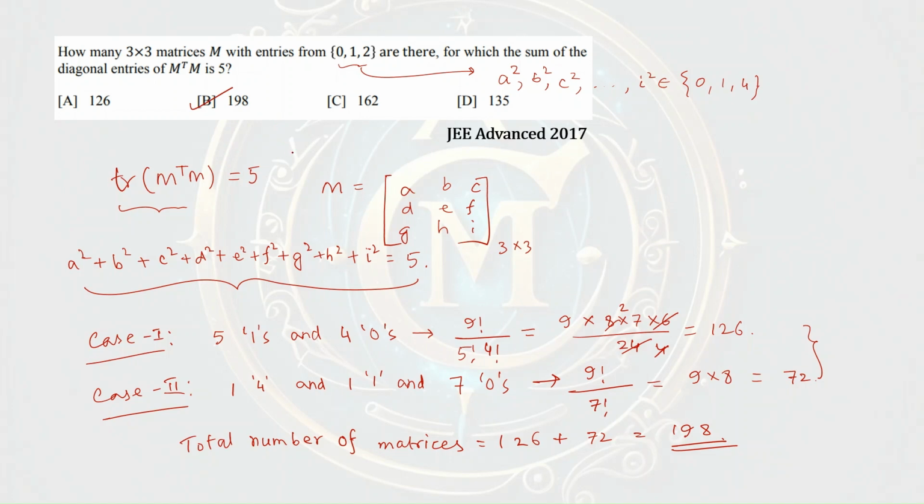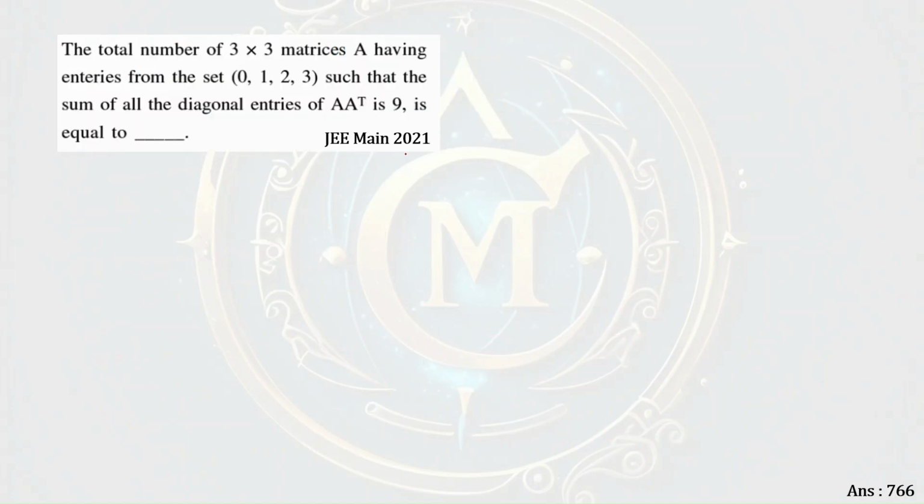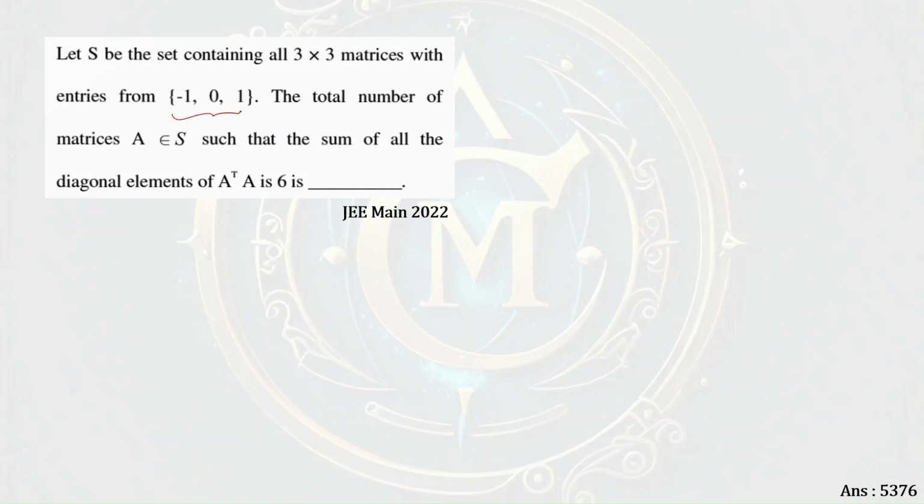I hope you understood this question. Now you have to try this question from JEE Main 2021 with a similar concept. Just here the set is different and the trace value is different. So you have to try it yourself and match the answers given in the slides. Here also the set and the trace value are different, and here also the answer is given. Now let us proceed to the next topic.